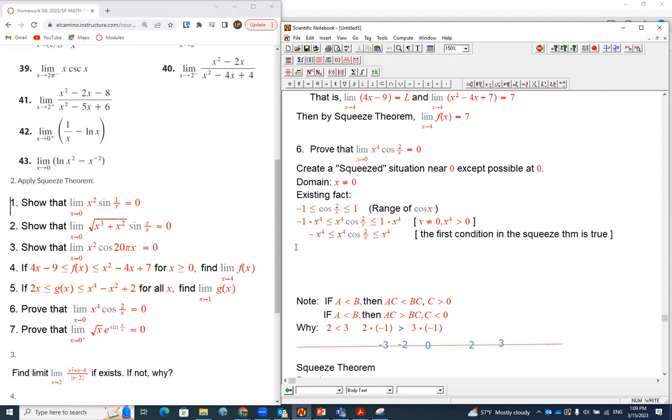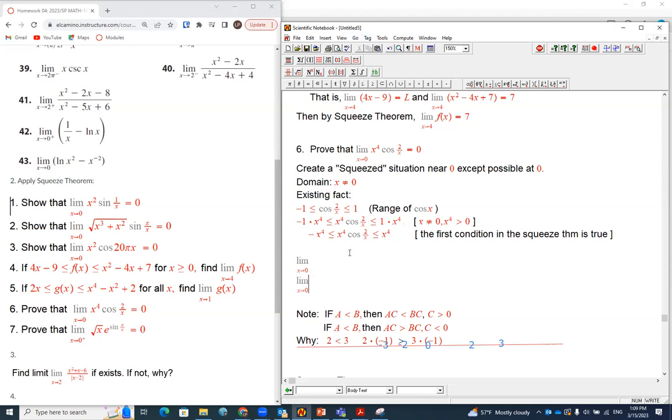What are the two other conditions? We're going to check the limit of the function below, and we're going to check the limit of the function above, right? So next, we're going to check the limit of the function from above and the function from below. Okay, and it's direct substitution because they're polynomials.